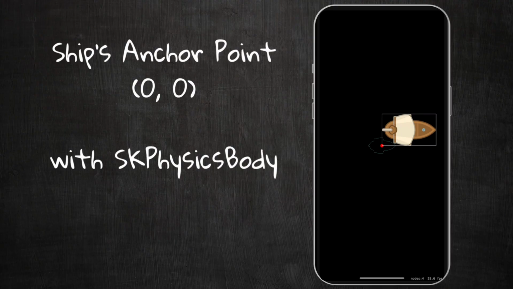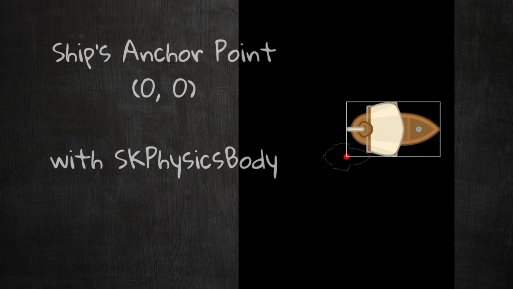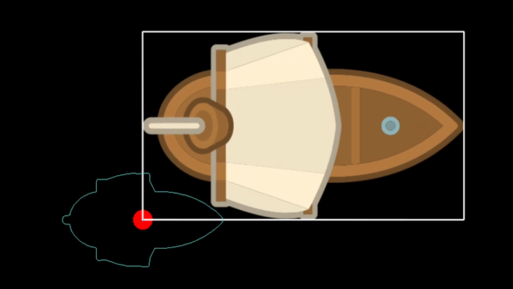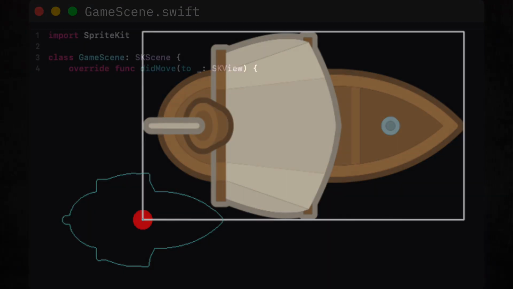For example, when we change the anchor point from the default 0.5, 0.5 to something like 0, 0, you might expect the physics body to shift accordingly, but the physics body is still created around the node's center, so it doesn't move with the anchor point. So to fix that, you may need to adjust the physics body position.